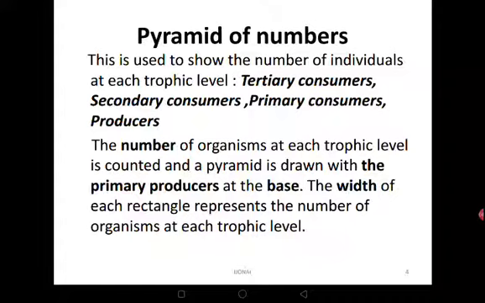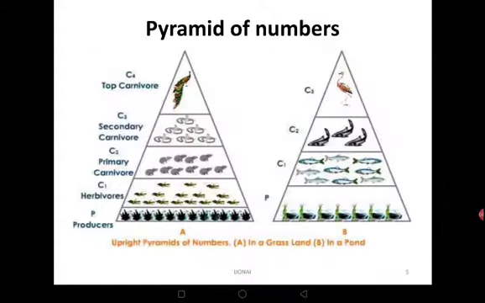The width of the rectangle represents the number of organisms at each trophic level. So when you are drawing these bars, these rectangles, the rectangle should be proportionate to the numbers. Meaning, if there are few numbers, the rectangle will be small, and if there are many numbers, the rectangle will be bigger. Let's look at those two pyramids there.